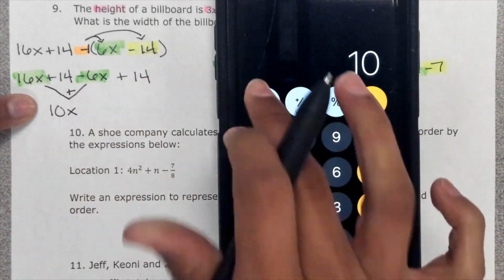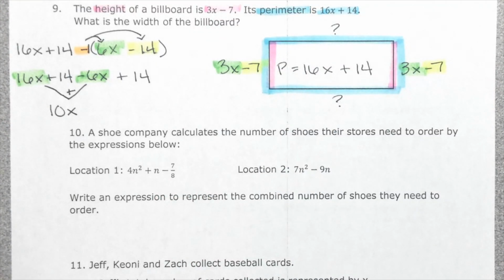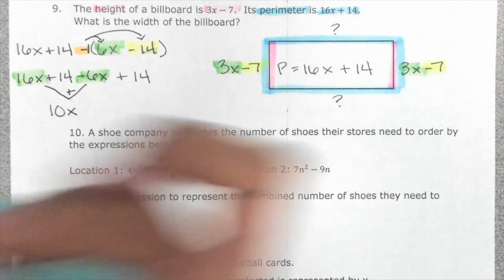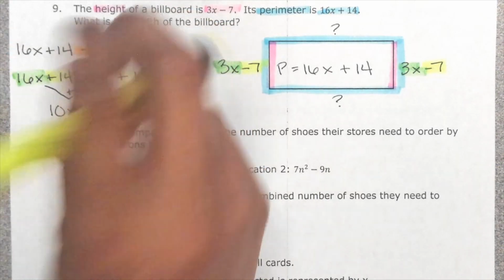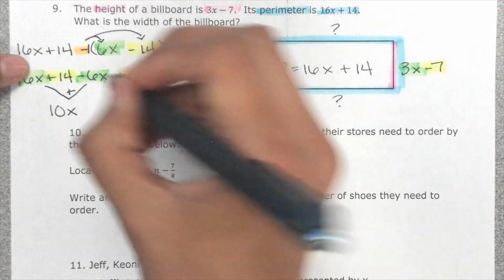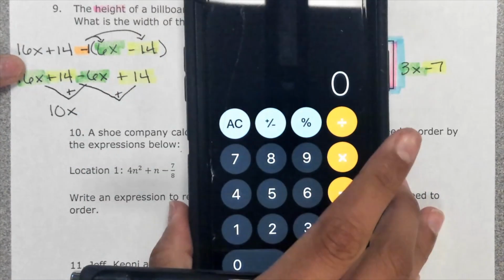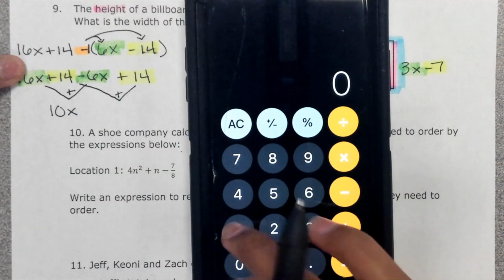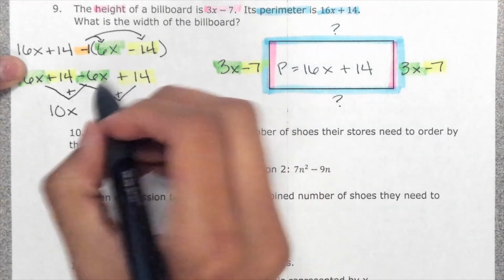X, we just combined our x's. And then we're going to combine these two terms here, 14 and +14. So we're going to connect these as well, drawing a plus sign in between. So 14 plus 14 is going to give me a +28.